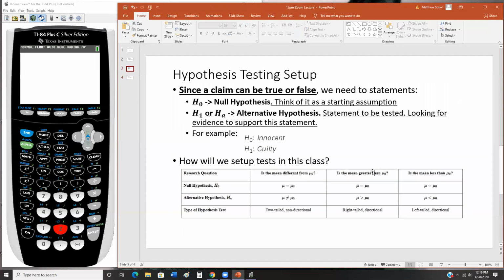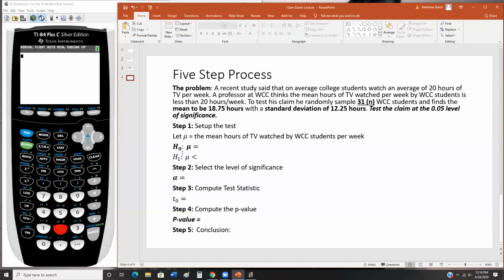So going back to this slide here, it sounded like a left-tailed test. Okay, so this is how you're going to write hypothesis tests. You're going to write your null hypothesis and your alternative hypothesis right on top of each other, okay? And your null is always going to be a statement of equality. And since it's a left-tailed test, we're going to say, hey, wait a second, that mean is less than some number. So your null hypothesis, your base assumption, is you're going to assume at the start that WCC students watch just as many hours of TV per week as the rest of the country. So we're going to start with the assumption that WCC students watch 20 hours of TV per week.